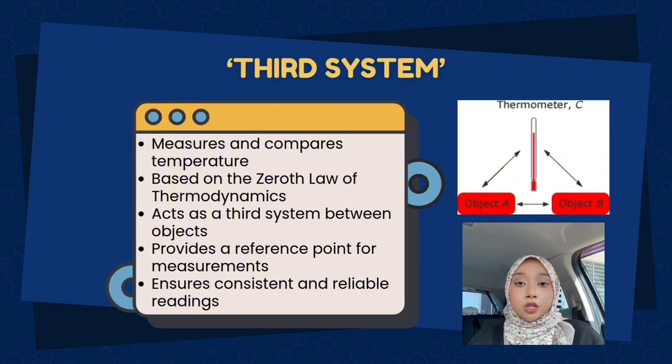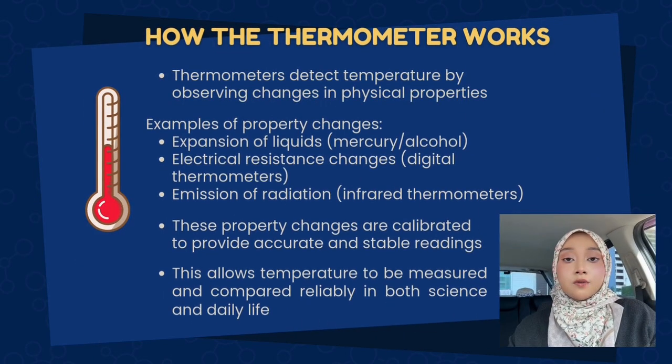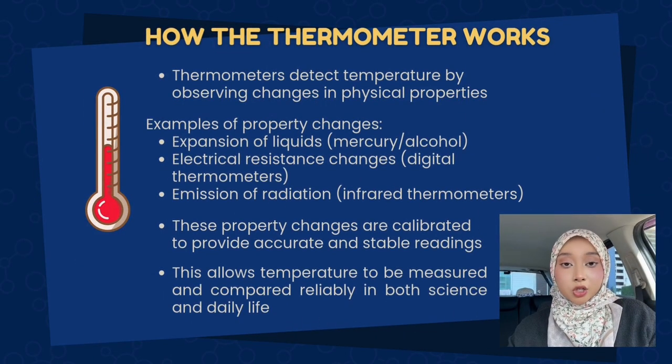Thermometers work because certain physical properties change when temperature changes. For example, liquids in thermometers expand or contract depending on temperature. Digital thermometers detect changes in electrical resistance, while infrared thermometers measure radiation emitted by the object. These property changes are carefully calibrated so that the thermometer provides stable and accurate readings. This allows temperature to be measured reliably and consistently, making thermometers useful in both scientific experiments and everyday life.